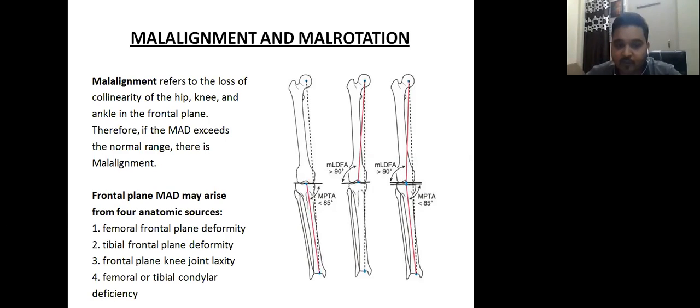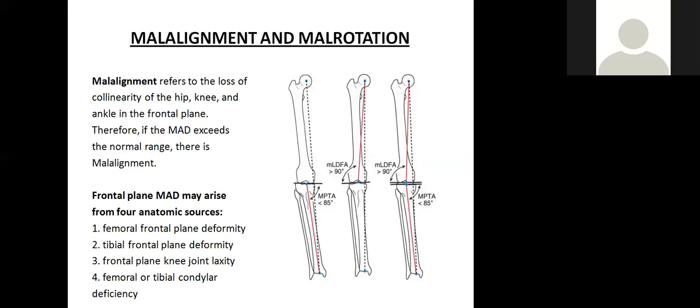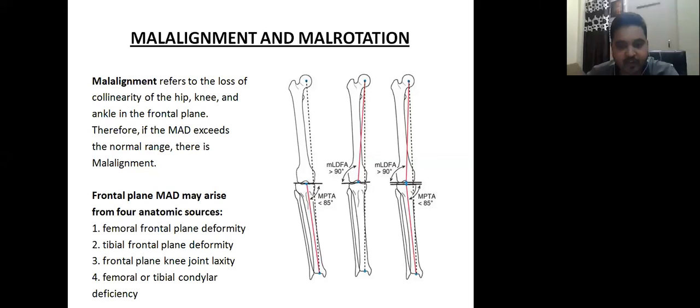The first would be the femoral frontal plane deformity. Then could be the tibial frontal plane deformity. There could be the frontal plane knee joint laxity, which could be contributing to the deformity. Or fourth could be the femoral or tibial condylar deficiency. One by one we have to rule out the causative factors, and we will come to know where the deformity is, and we will accordingly plan the deformity correction.